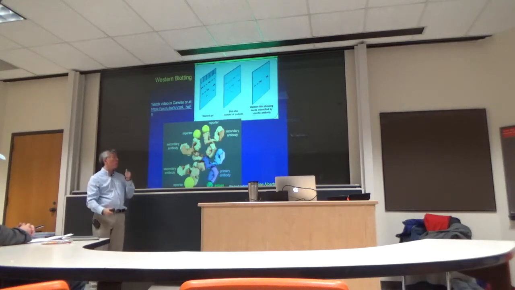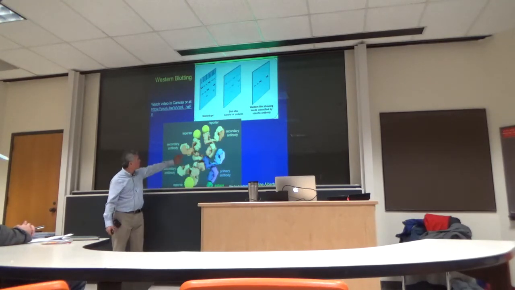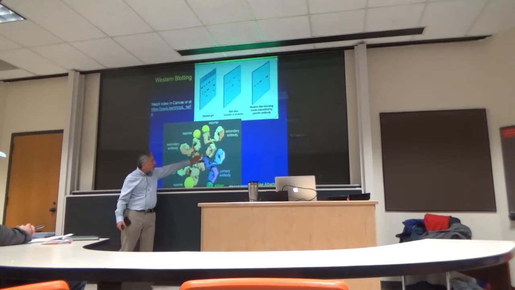We're going to call them the primary antibody. The primary antibody is the one you made against your protein of interest, and that's the one that is binding the antigen. And then you have your commercial secondary antibody that is going to be binding on top of the primary antibody.